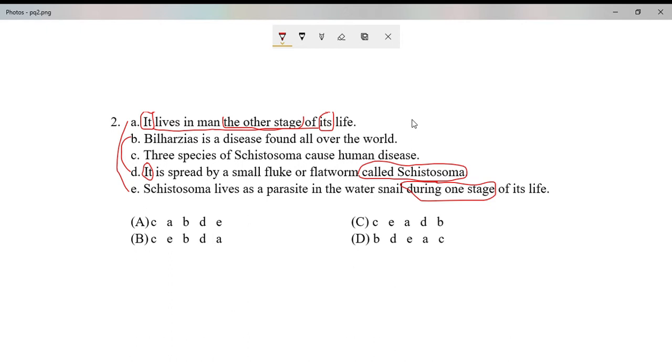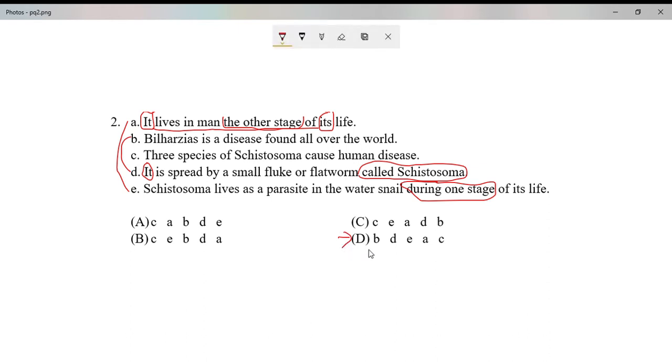So again, what I'm telling you is you don't need to figure out where every sentence fits in order to eliminate answers. It cannot begin with A. It cannot begin with D because they both have reference. I think that B is the best option to begin this paragraph because it introduces the disease, okay? So this would be the answer choice that I choose.